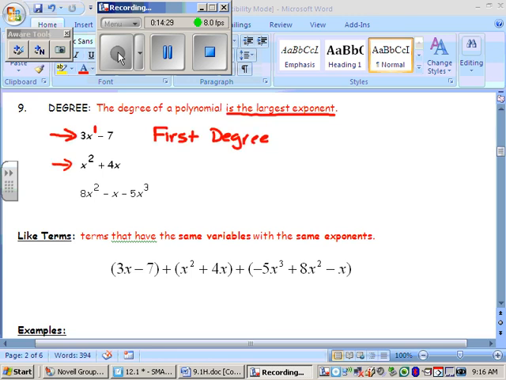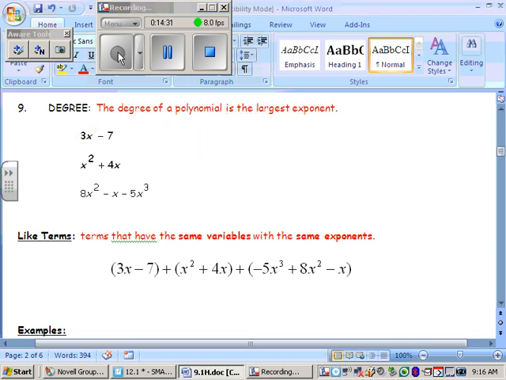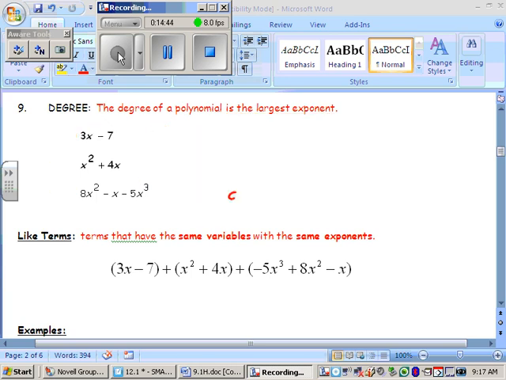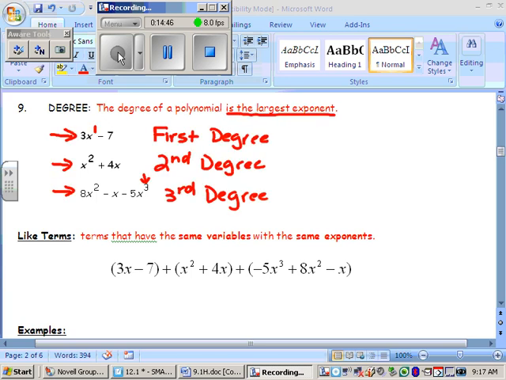In the second polynomial, we call this a second degree polynomial because its largest exponent is 2. In this next example, the largest exponent is 3, so we call this a third degree polynomial. So the degree is very simple. It's simply identifying the largest exponent of the polynomial, and that becomes its degree. Now let's take a look more specifically at the adding and subtracting by reviewing again some like terms.